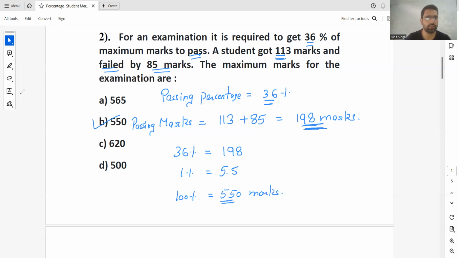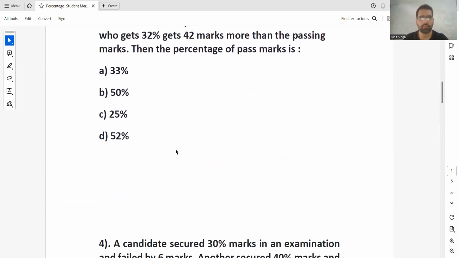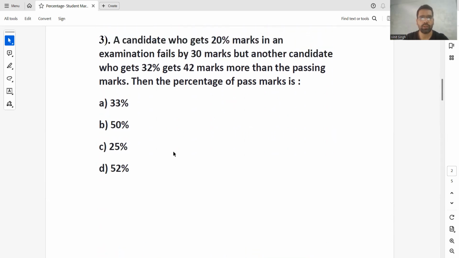Now, next question. A candidate who gets 20% marks in an examination fails by 30 marks. But another candidate who gets 32% marks gets 42 marks more than passing. Then find the percentage of passing marks.